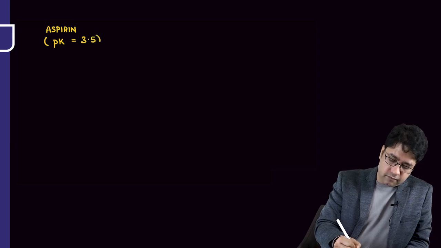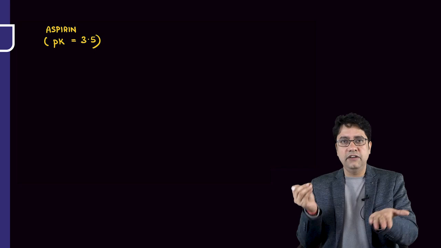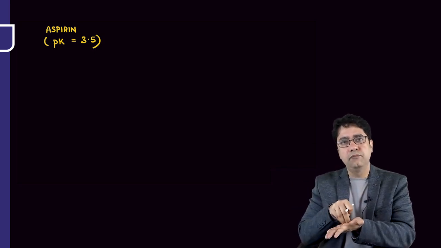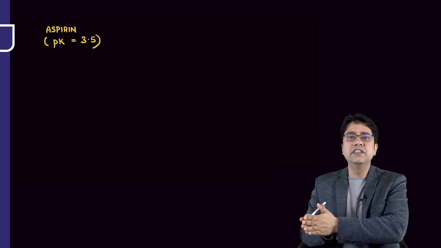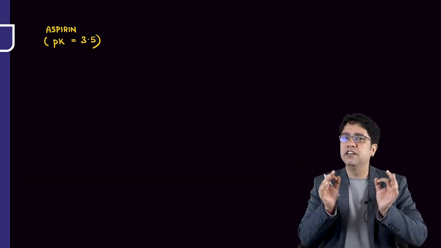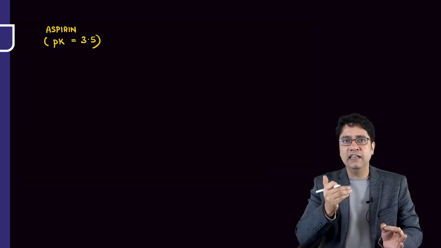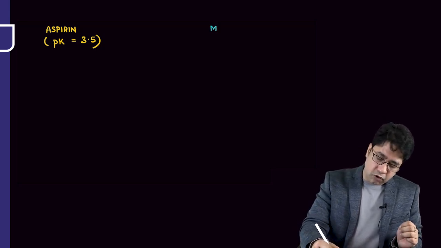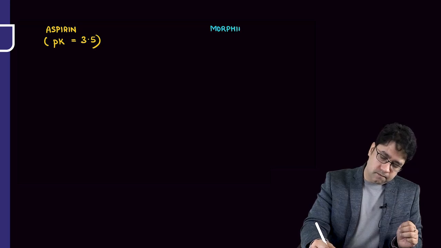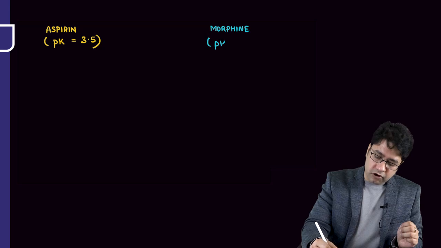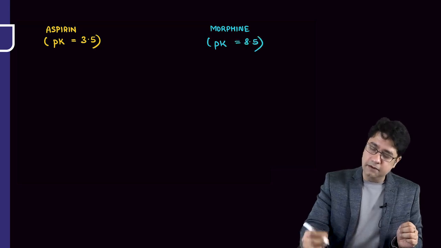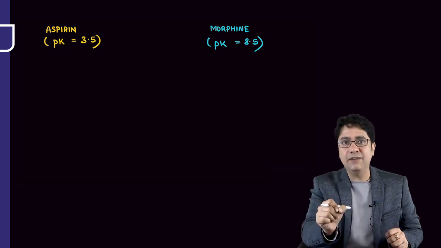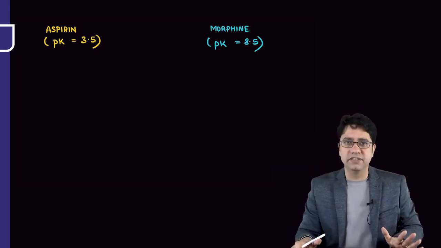And if I write that the pKa value of aspirin is 3.5, what does it mean? It means if I put aspirin in a media of pH 3.5, it will become 50% ionized, 50% non-ionized, and non-ionized drug can be absorbed. Similarly, if I write a drug known as morphine and the pK value of morphine is 8.5, it means if I put morphine in pH 8.5, it will become 50-50%.